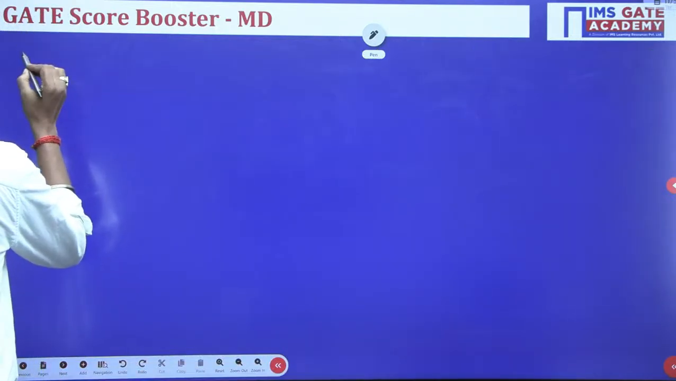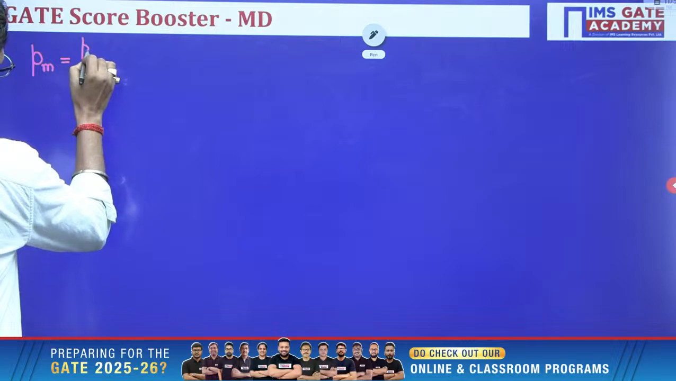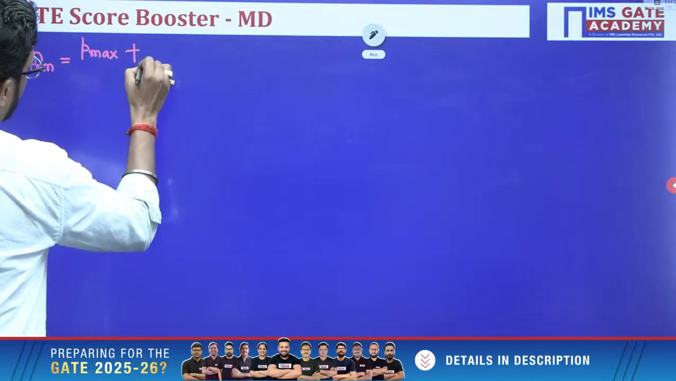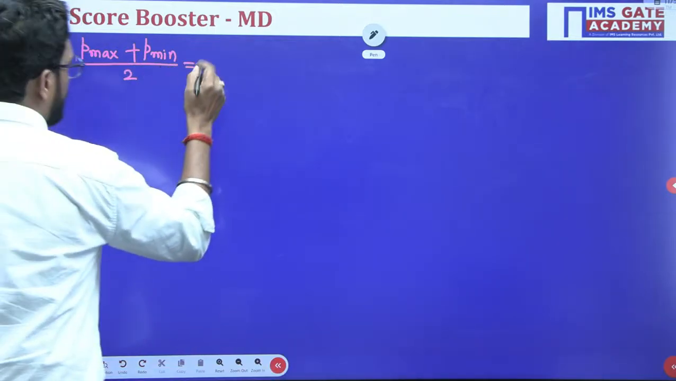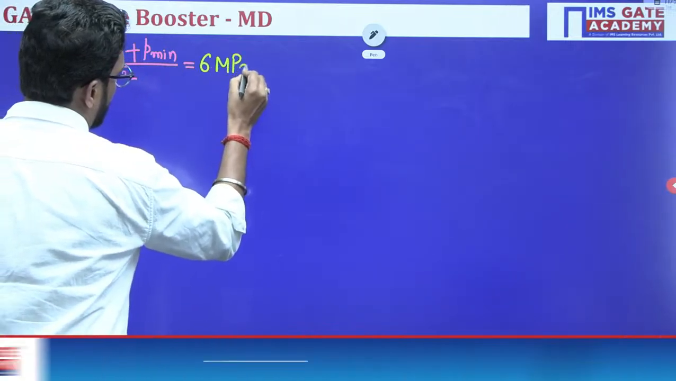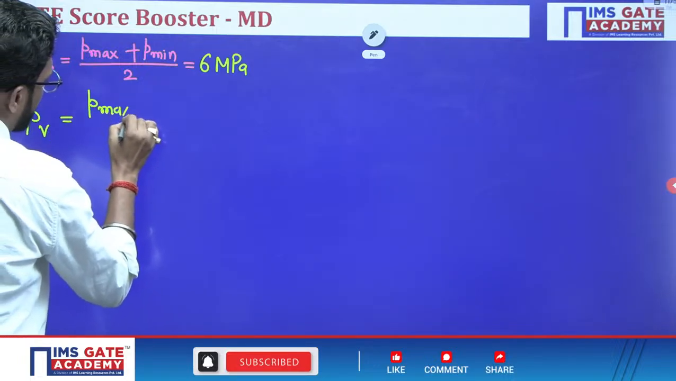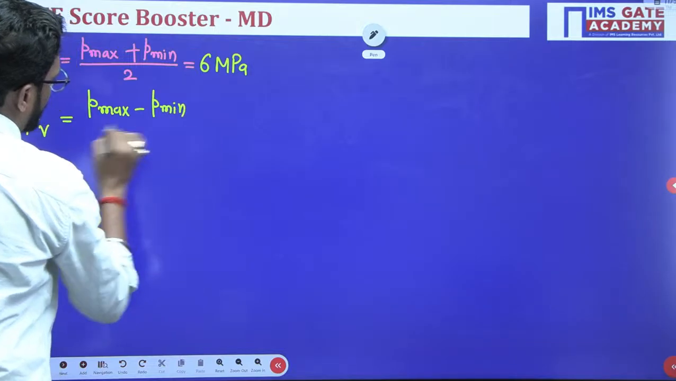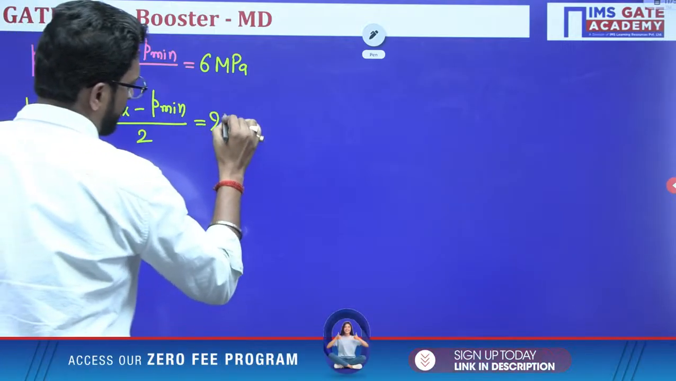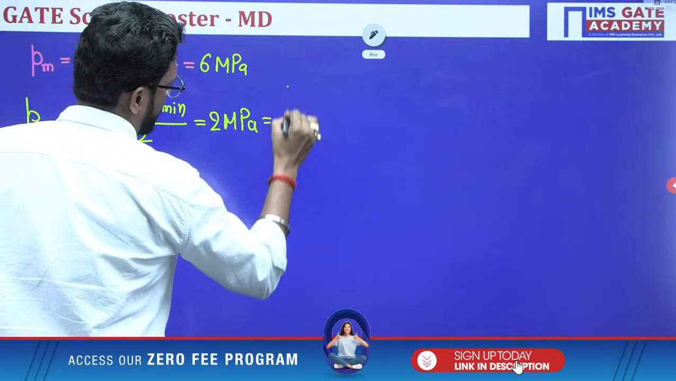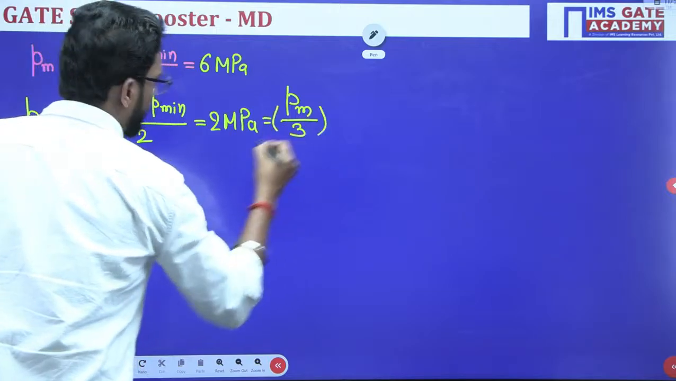So for thin pressure vessels, the mean pressure is maximum pressure plus minimum pressure divided by 2. If you put this value, this is 6 megapascal. What is the variable pressure? P max minus P min divided by 2. Put this value, this is 2 megapascal. And 2 megapascal is nothing but P mean divided by 3. Yes or no? 6, right? So this is P mean by 3.